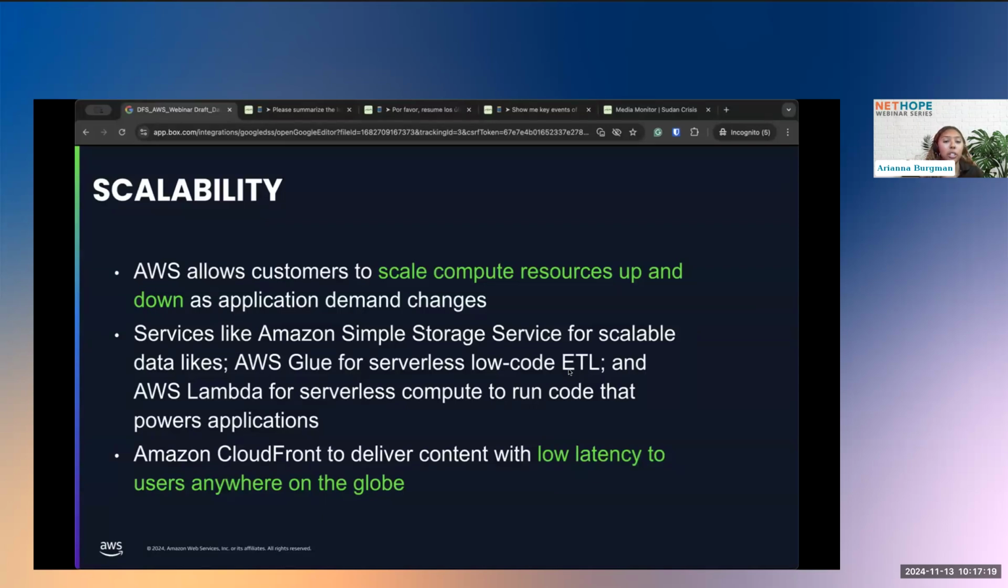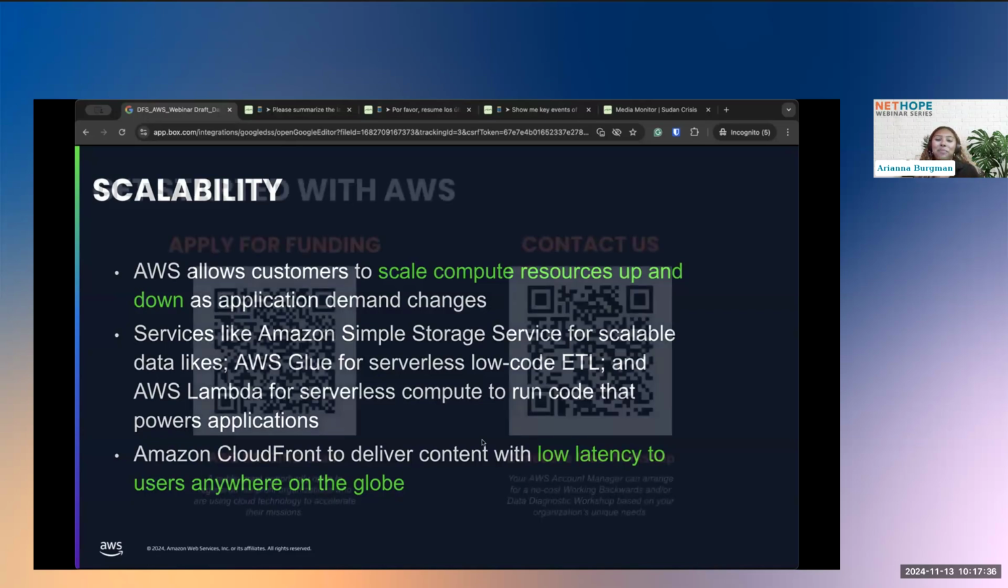In addition, customers take advantage of AWS's global infrastructure using services like Amazon CloudFront to deliver content with low latency to users all over the world, which was critical in supporting DFS's mission and making the impact that they have achieved thus far. Next slide, please.